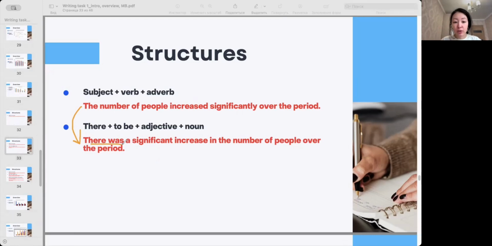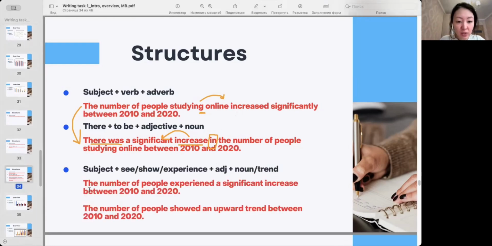I start with there was, then what? An increase. What kind of increase? A significant one. And the adverb is changed to the adjective because here we had the verb, and that is why we have the adverb. Here we have the noun, that's why we have the adjective. And the most important thing here is the preposition which is used. There was a significant increase in the number of people.